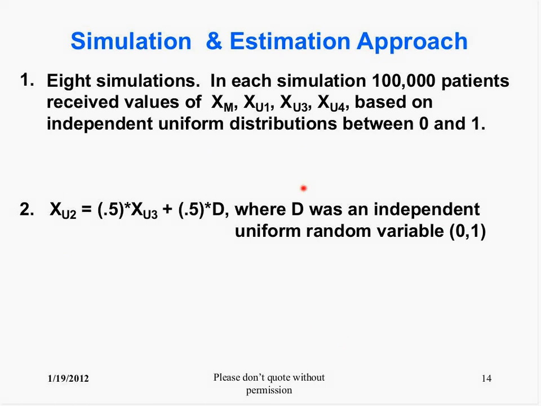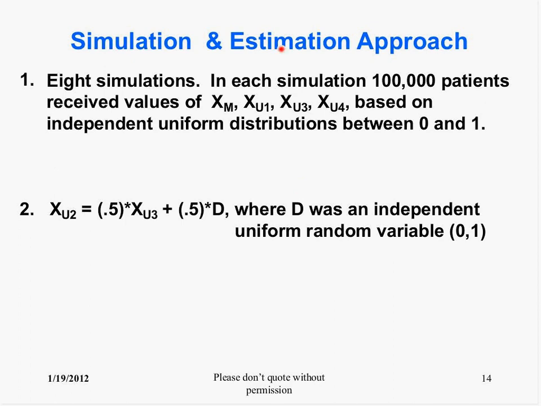So here, our simulation approach had 8 distinct simulations. In our simulation, because computers are easy to run nowadays, we had 100,000 patients receive values of XM, XU1, XU3, and XU4 based on independent uniform distributions between 0 and 1.